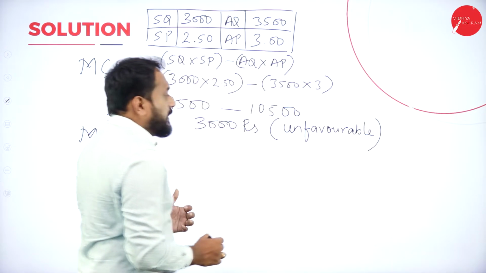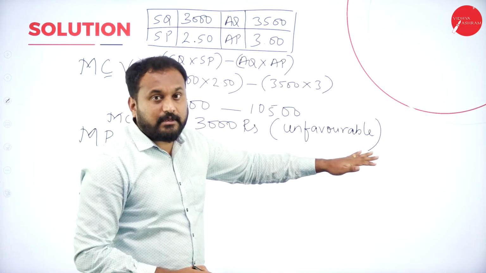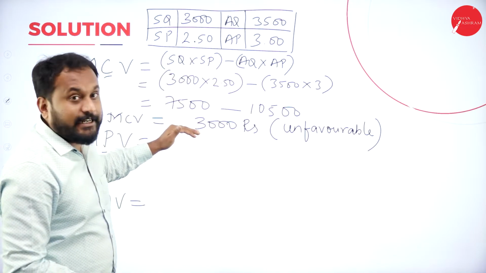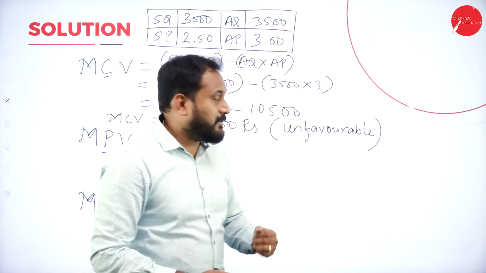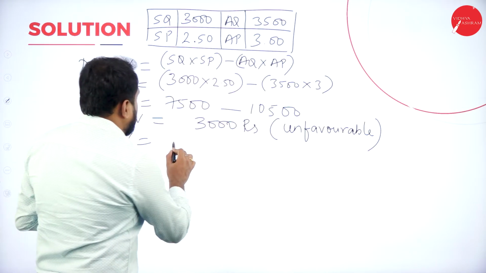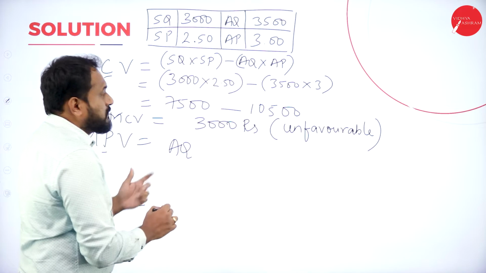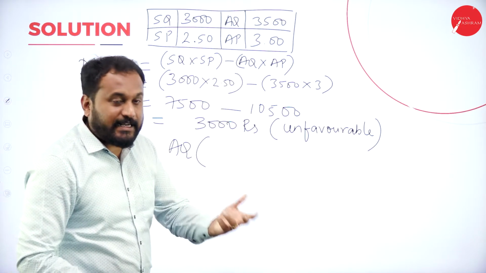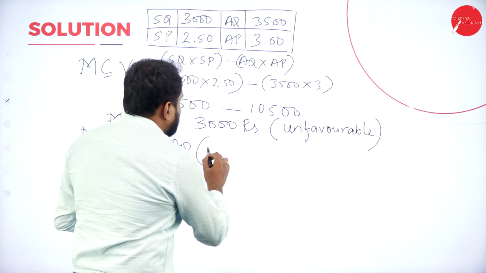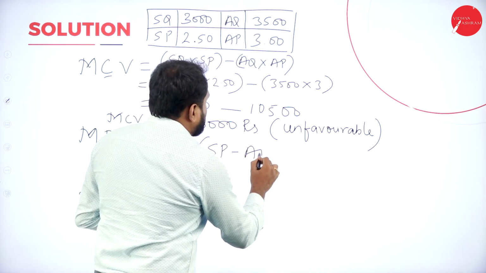Unfavorable. The minute you write unfavorable, it is known that it is negative. You will never ask anybody for minus 100 rupees you are supposed to give. Now next, MPV. What is the MPV formula? AQ is there. Now quantity is outside, so price should come. What will come first? That is standard price minus actual price.